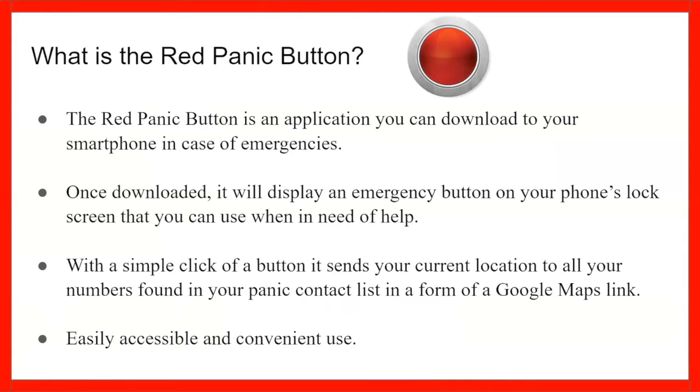Once it's downloaded, it will display an emergency button on your phone's lock screen that you can use when you're in need of help. With a simple click of a button, it sends your current location to all your numbers found in your panic contact list in the form of a Google Maps link. It's very easily accessible and convenient to use.